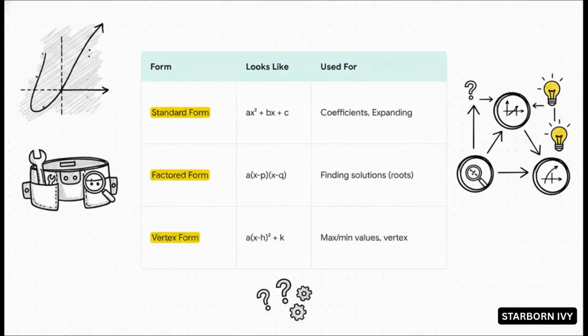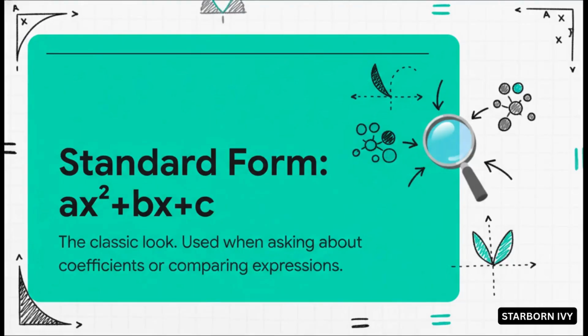This slide right here is your ultimate cheat sheet. Seriously, every quadratic question falls into one of these three buckets: standard, factored, or vertex. Each one looks different, and each one has a specific job. The test gives you clues about which one to use. Your goal isn't to memorize a bunch of formulas, it's to learn how to pick the right tool for the job. First up is standard form.